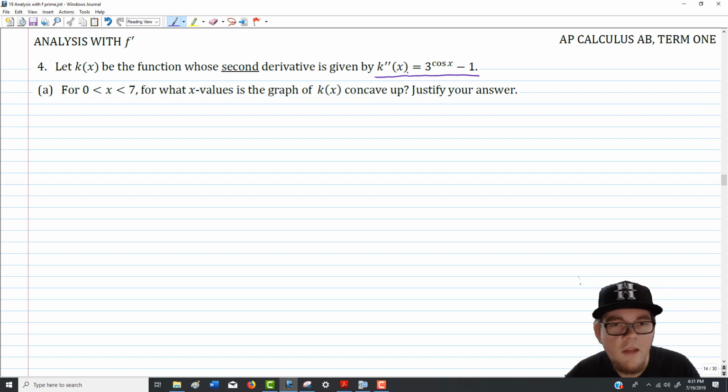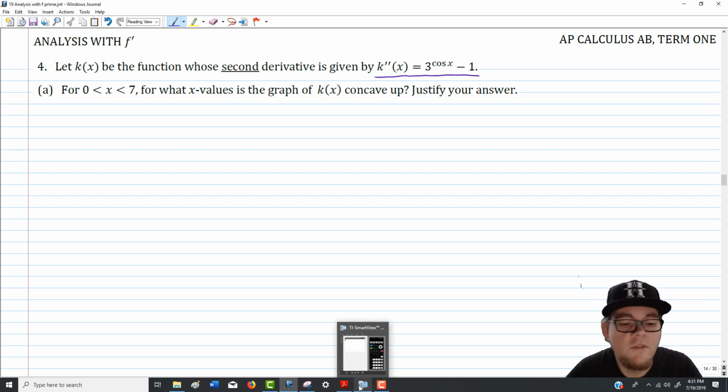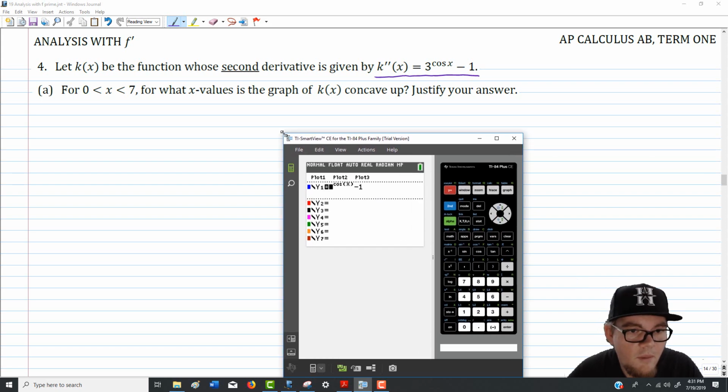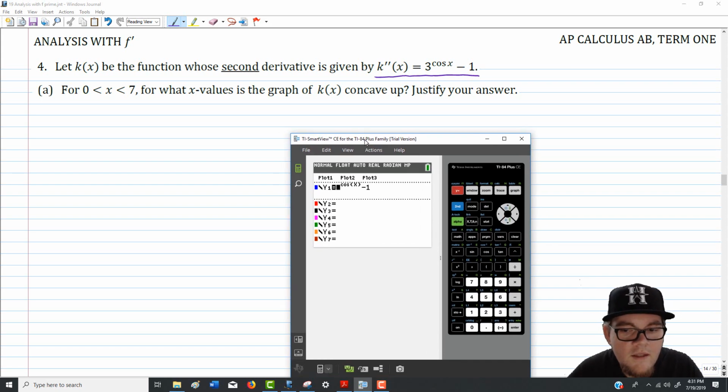To illustrate how those things work a little differently, let's first look at what this graph looks like and just get a visual picture in. So as usual, I went to the trouble of plopping this into the graphing calculator. I've got it in. In fact, I can probably make this a little bigger. It says y1 equals 3 to the cosine of x minus 1. Now we know that represents k double prime, but it's in there in the calculator.